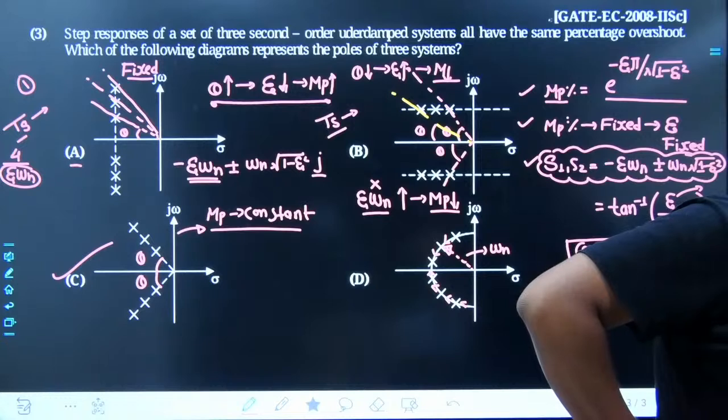Amit Kumar saying Ts will decrease. No, that was the wrong answer. Because the real part had not been changing, zeta omega n would not change, and as the value of zeta omega n has not been changing, nothing would change.